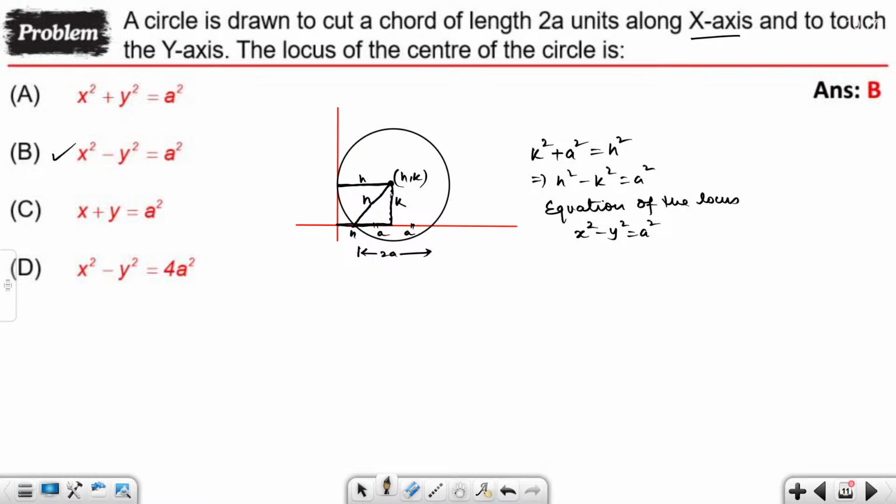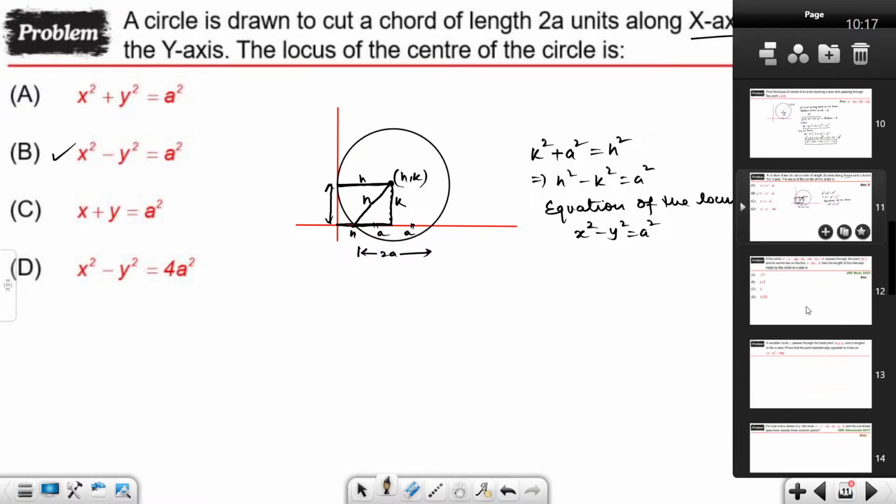And always remember that if it is touching the y-axis and it is intersecting the x-axis, then in that case, if this distance is h, the center will be h comma k. K is the distance from the origin where the circle is touching the y-axis. Simply apply this and get your answer. Okay?